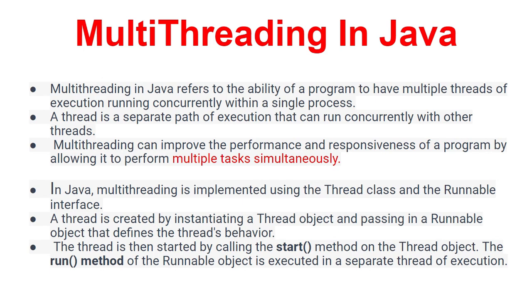So basically multi-threading in Java refers to the ability of programs to have multiple threads. So we are creating multiple threads with execution running concurrently. Concurrently means at the same time within a single process. Single process means one system. A thread is a separate path of execution that can run concurrently with other threads also. Every thread has a separate path of execution. Multi-threading can improve the performance and responsiveness of a program by allowing it to perform multiple tasks simultaneously.